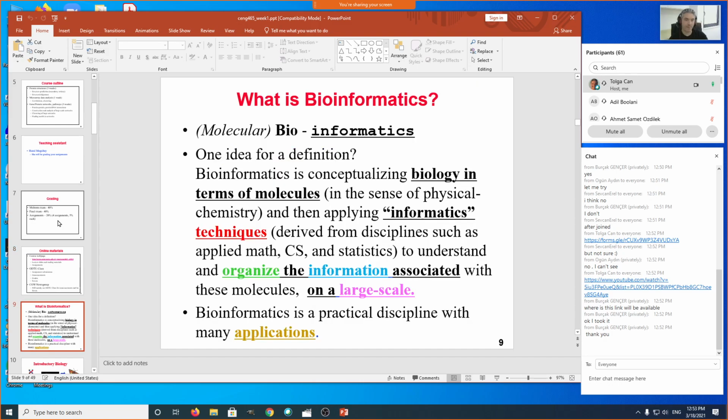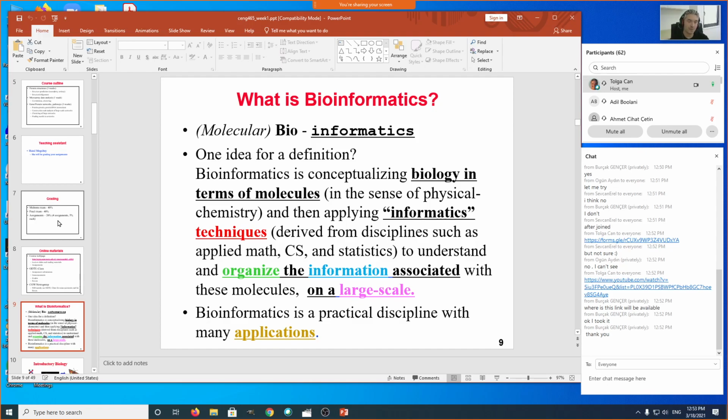So what is bioinformatics? Some of these slides are taken from Mark Gerstein's bioinformatics course slides. I gathered different material from different available slides or my previous slides that I prepared, so it's really a collection of material from different places. What is bioinformatics? Many people call different things bioinformatics.